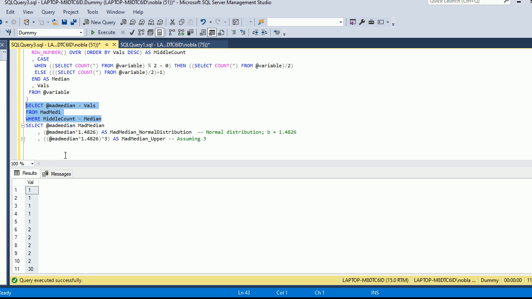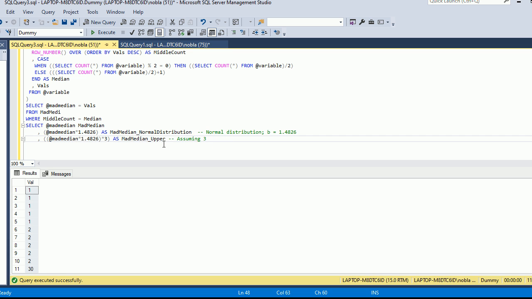Now what I'm doing here, just so that we can see the output, is this MAD median normal distribution. And for that normal distribution, if you're familiar with statistics, B is equal to 1.4826. And of course, for those of you who are familiar with how distribution and the bell curve work, you can go to that and see which distribution you're going to assume. We're going to assume in this case it's normal.